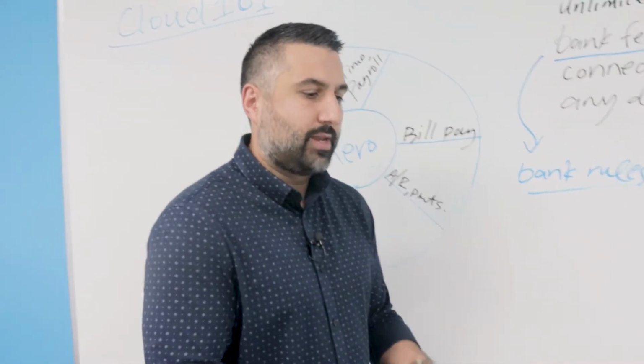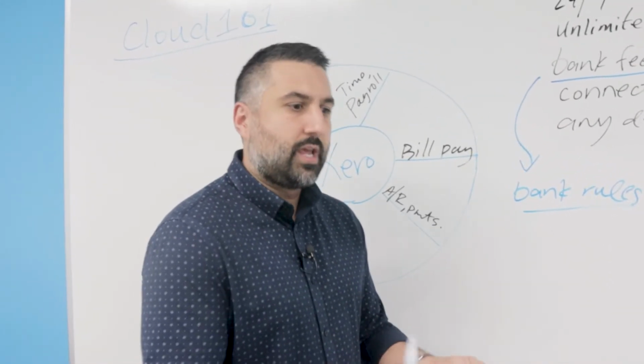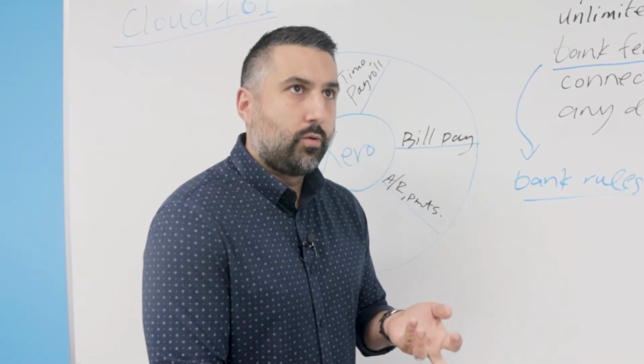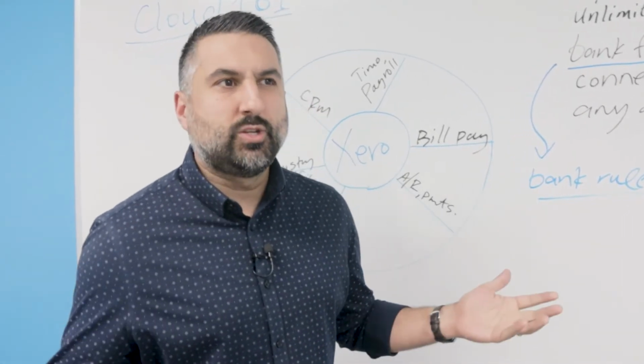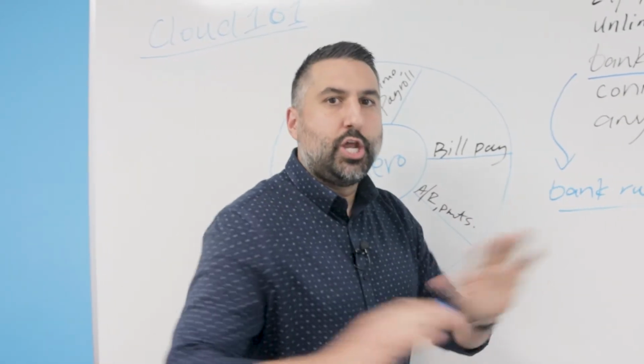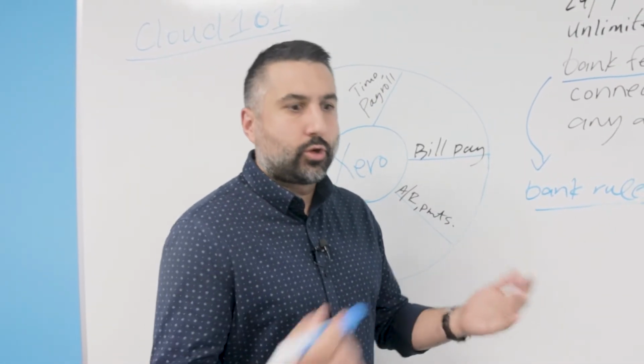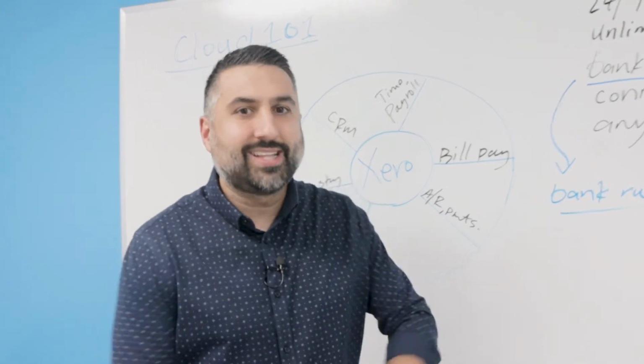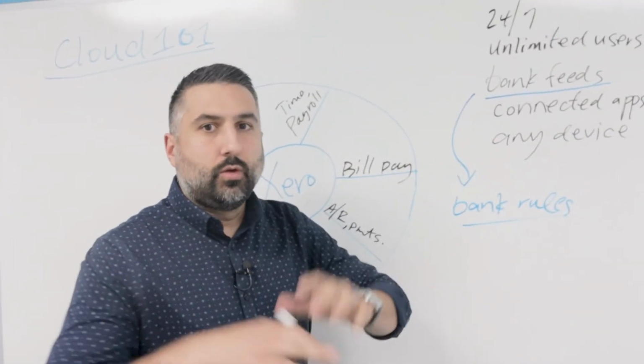I get the Xero app out. I snap a picture. I say it was meals and entertainment. I say who I was with, where we went, and what it cost. That took me 20 seconds. That accounting is now done. I don't have to get the bank statement or the credit card statement out, enter it, code it to meals. It's done. That's another reason why we love Xero.